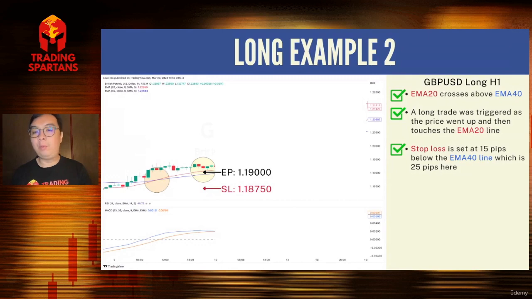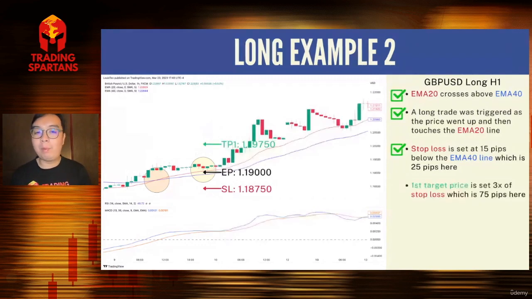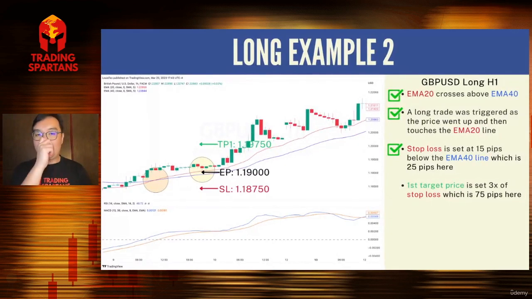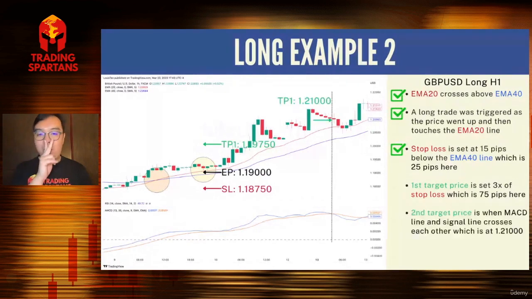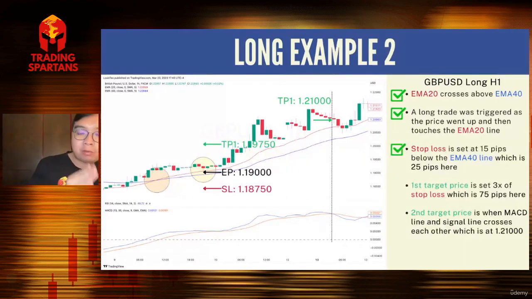Then we'll put in our stop loss, sorry, our target price. So the first target price is at 1.19750. So basically 25 pips, we times 3, which is 75 pips here for the first target price. And then we set our second target price, or we close the trade once the MACD lines cross each other, right? So it's not touched, but it must cross each other.